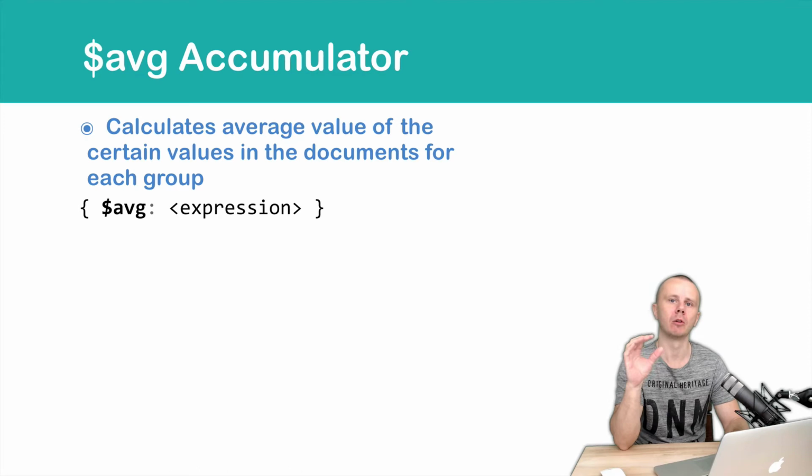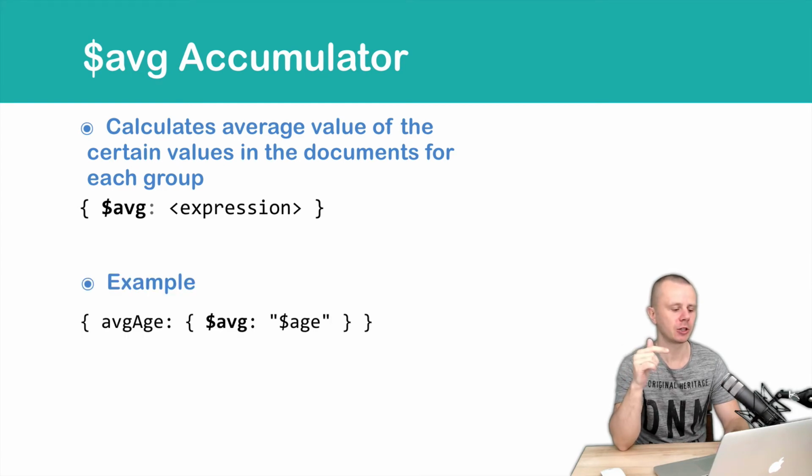So it sums all values and then divides by the quantity of the documents in the group. In such a way, we will get the average value. Example: average age, then accumulator $AVG, and then a reference to the age field of the input documents. In this example, the resulting documents will have a new field, avgAge, and it will contain the average value among all ages inside each group.